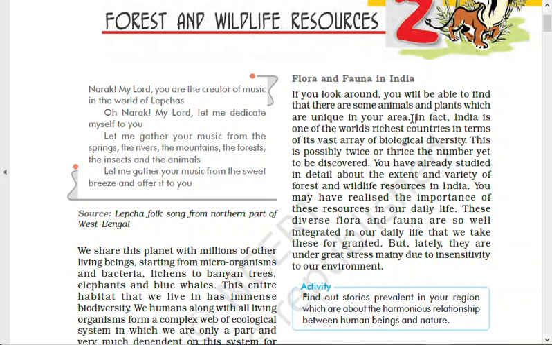Except zoos. Have you seen elephants in the zoo here? Yes. Which zoo did you see?